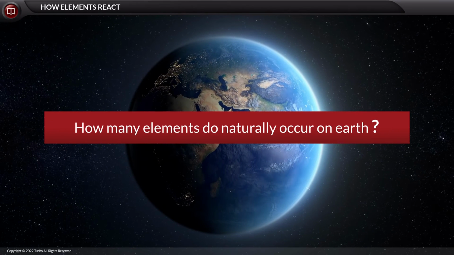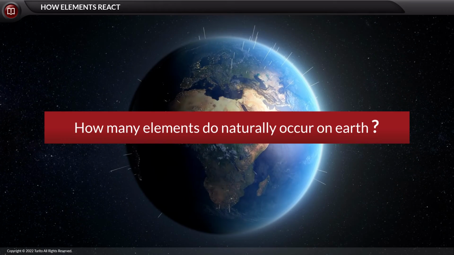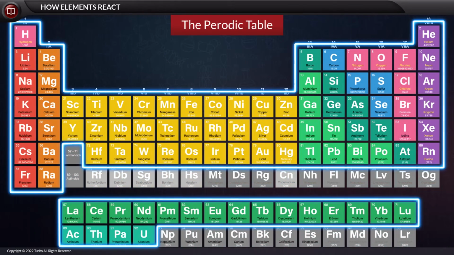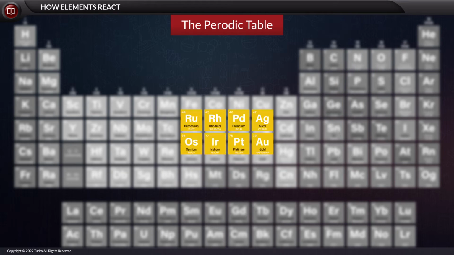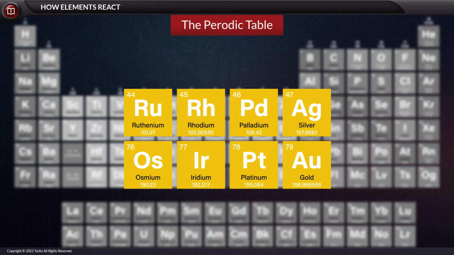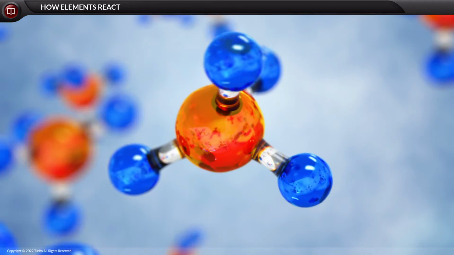How many elements do naturally occur on Earth? Yes, you are right. There are 92 naturally occurring elements on Earth. Out of these, only a few elements, like noble gases and a few noble metals, occur in their pure form. Now, most of the elements occur in their combined form.